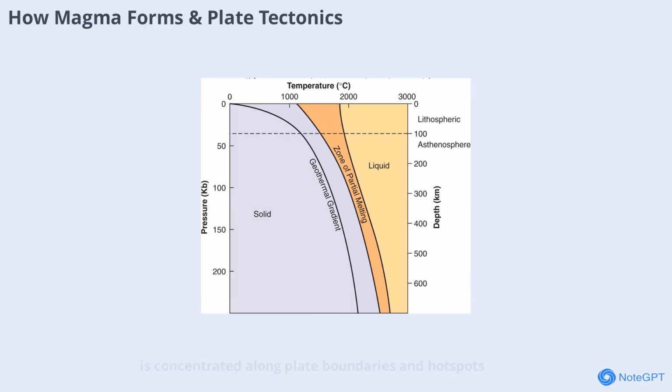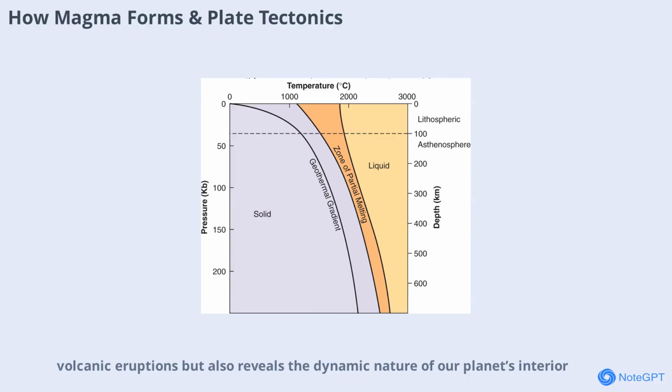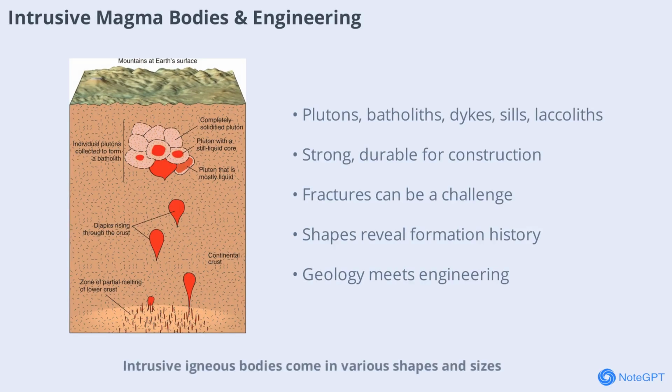These mechanisms explain why volcanic activity is concentrated along plate boundaries and hotspots. Understanding how and where magma forms not only helps us predict volcanic eruptions, but also reveals the dynamic nature of our planet's interior. Intrusive igneous bodies come in various shapes and sizes, each with unique characteristics.